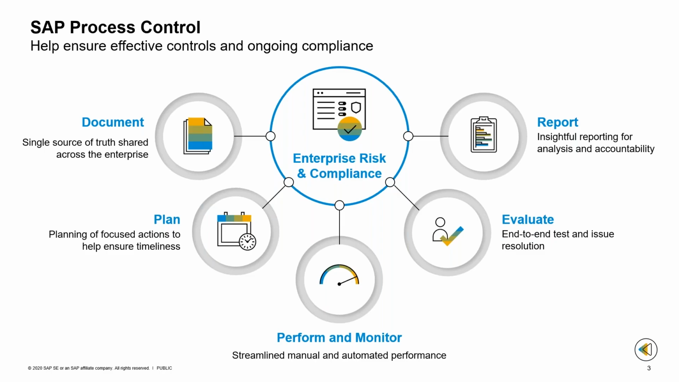So SAP Process Control is part of our governance, risk, and compliance solution set here at SAP. First and foremost, I'm going to start on the left-hand side here. It's a solution where you can document all your business and IT controls, right? So it's the single source of truth across the enterprise, and we can expand to SAP and non-SAP with the use of AVM, and I'll get into that in a little bit. But we can plan focus actions to help manage those controls, right? So tests of effectiveness, I call it the life cycle of the control.